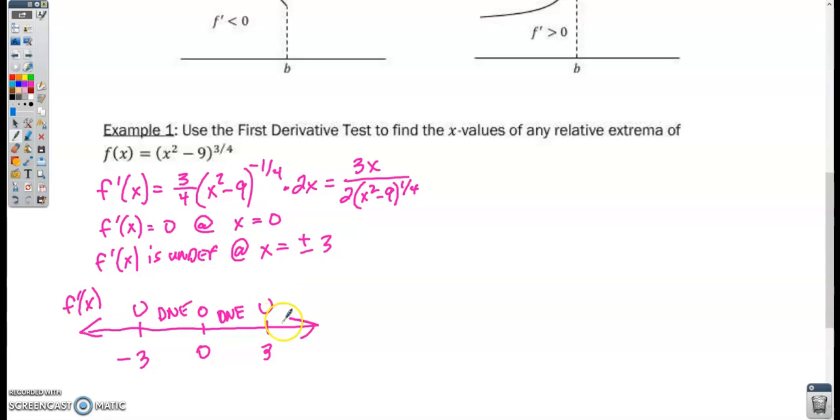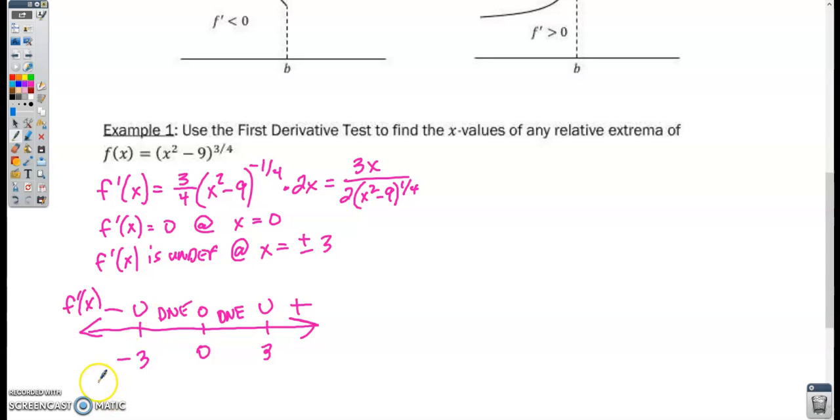Now let's try outside these intervals. If I put 4 into my derivative, I get a positive over a positive. If I put -4 into my derivative, I get a negative over a positive. And so there are our situations. All right, so let's look at what's happening here. At -3, the derivative is negative to the left, and it does not exist to the right. Okay, that means that -3 is the location of a right endpoint of the function.